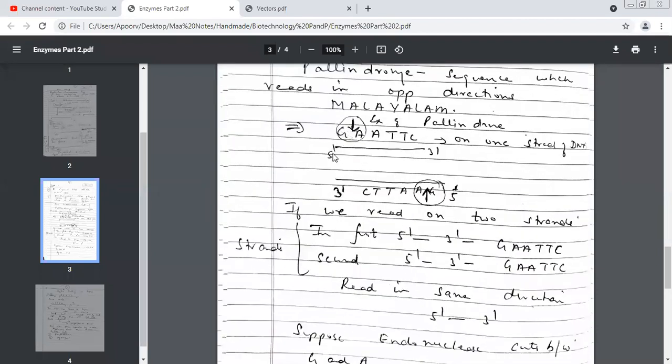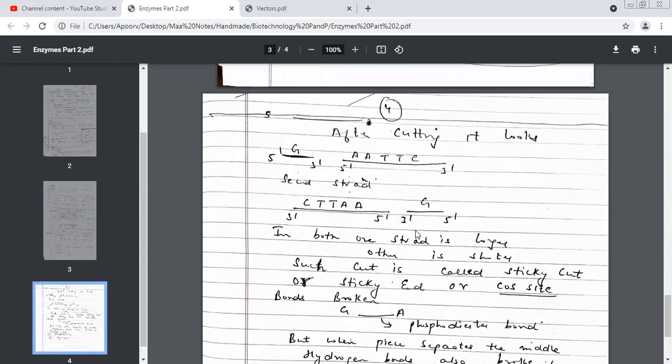One was a very small piece which had how many bases? Only one. Which one? G. And here you had a long sequence. Here also you had only one and a long sequence. So when cutting between G and A, after cutting you got a small strand and a longer one here, and a longer one here and a smaller one there. So whether I talk about the upper strand or the lower strand of the double-stranded DNA, one strand is longer and the other is shorter.